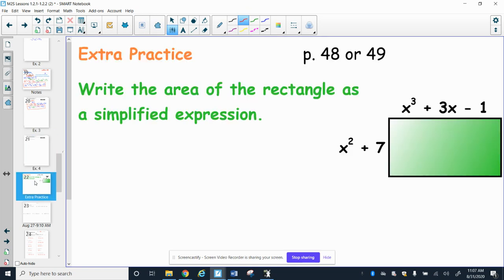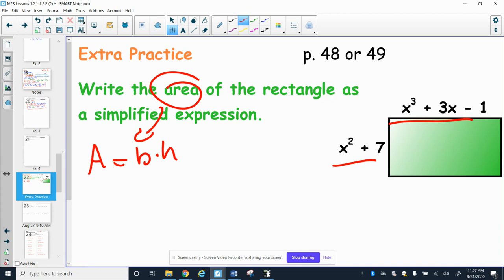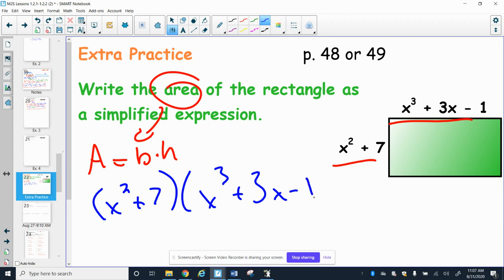So last thing I want to do, so again, we still have some space on 48 and 49, hopefully. It says write the area of the rectangle as a simplified expression. Okay, so what this goes back to is area. Remember that's area equals base times height, where we multiply our two side lengths together. So if we looked at our problem here, well, we're given our two side lengths. So really this problem becomes just taking x squared plus 7 and multiplying that by x to the third plus 3x minus 1.